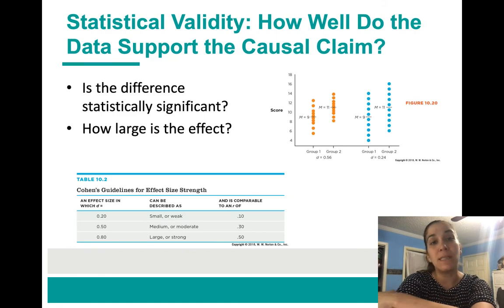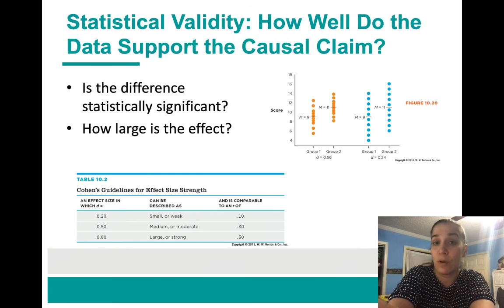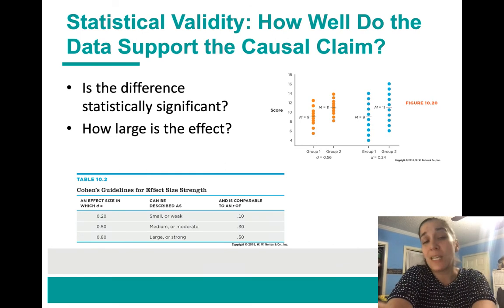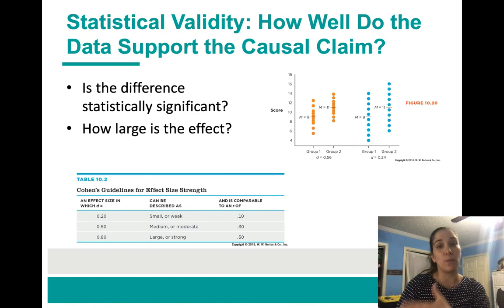The third validity is statistical validity, and this is asking how well the data support the causal claim, right? Essentially, is the difference statistically significant? We're going to talk about this in the next part of this week's lecture on how to run a dependent sample t-test, and we talked about it last week when we talked about the independent sample t-test, right? Is your t value more extreme than your critical t? Is there a significant difference?